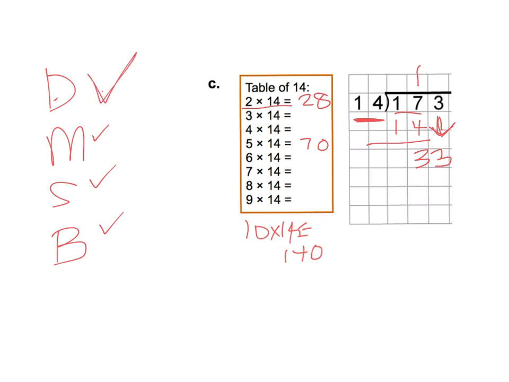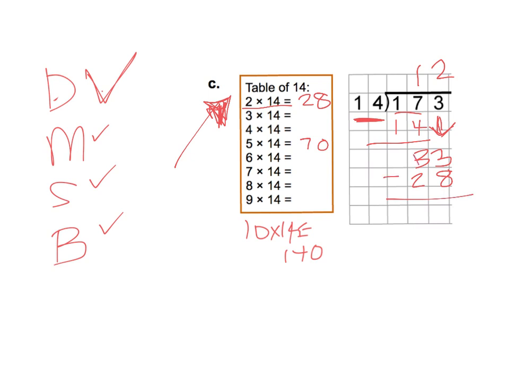So I come back up to divide. So now I'm looking at, does 14 go into 33? And it does. And over here in my multiplication table, I did 2 times 14 and I got 28. And I know that I can't get another 14 in there. So I'm going to write 2. 2 times 14 is 28. Then I'm going to subtract.